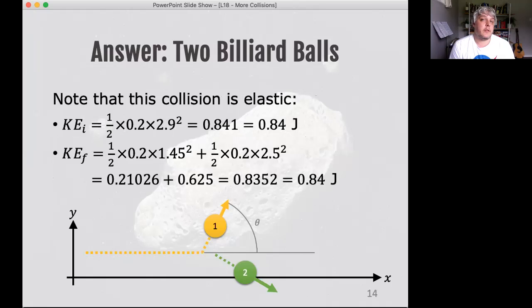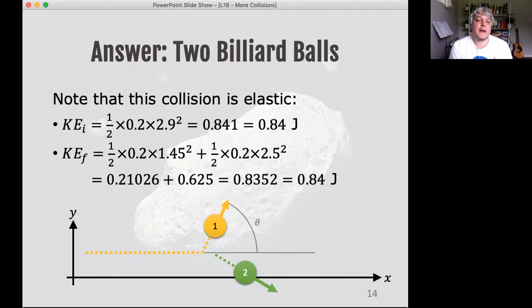Another thing you can do, even though it wasn't asked, if you were interested, is check the elasticity of our collision. Remember that if it's an elastic collision, we have kinetic energy conserved. So kinetic energy initial here was 0.841. It's just the energy of ball 1 because ball 2 was at rest. So 0.84 joules, and kinetic energy in the end, we have to get the kinetic energy of both balls and add them together, and that comes out to 0.8352, which is 0.84.